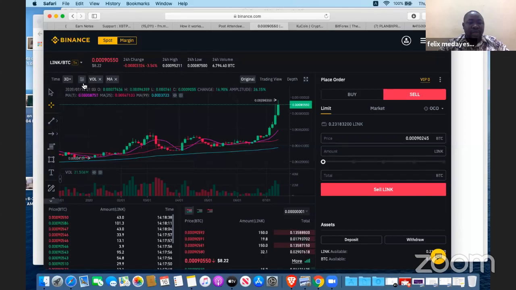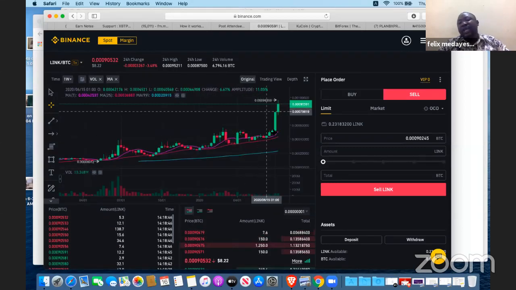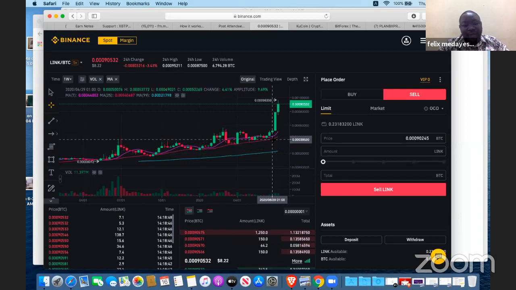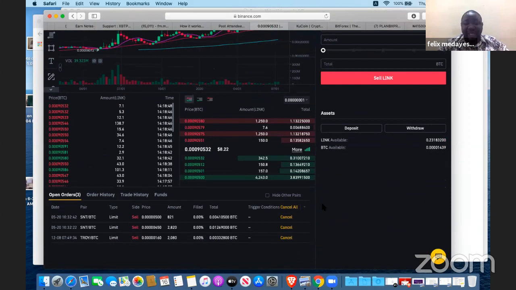So let's check 1 week. Look at what Chainlink has done. It has moved from nothing to a very astronomical, very crazy profit. What's the price of one Chainlink now? Many people bought Chainlink at $3. What's the price of one Chainlink now? $8 plus. But some have sold at $2, $3, $4.